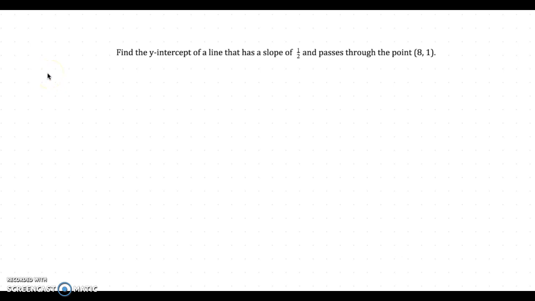So we know lots of things about lines. Lots of them have letter representations. And so the first thing I always do is I want to label everything that I have. So it says, find the y-intercept. Well, y-intercepts are represented by b. Then it says we have a slope of 1/2, and slope is represented by m. And then it says we have a point (8, 1), and points are represented by x and y. And so now I have lots of information.